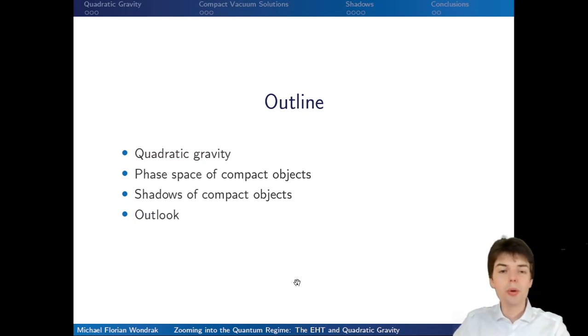So, we are going to look into quadratic gravity, an extension of Einstein's general relativity, and into the phase space of black hole-like objects in the theory, and in their imprints on shadow observations as by the EHT. And finally, we conclude with some outlook.